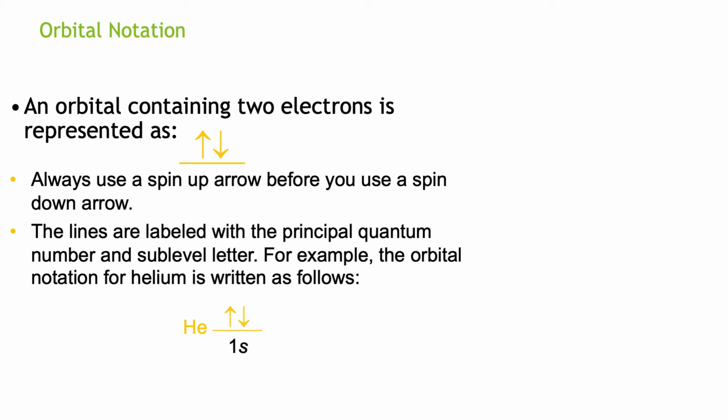For example, the orbital notation for helium is written as follows. Helium's electron configuration is 1s2. So then we're going to write the principal energy level and the orbital, 1s, underneath, and then we're going to write our spin up arrow and spin down arrow that'll show our two electrons. We'll do some practice with this momentarily.